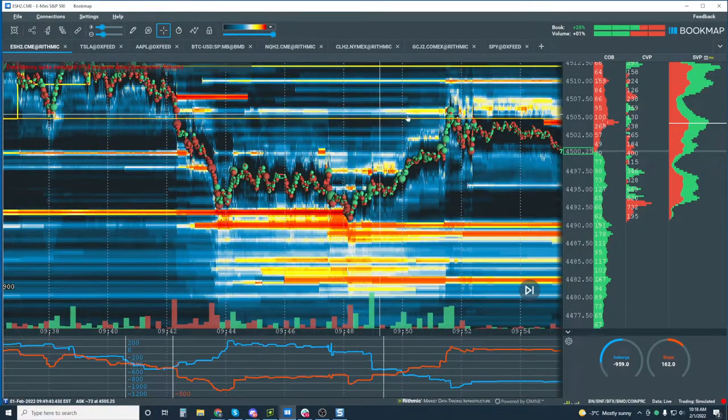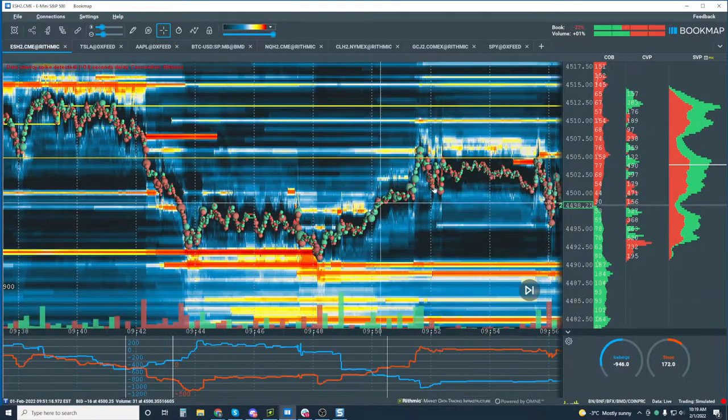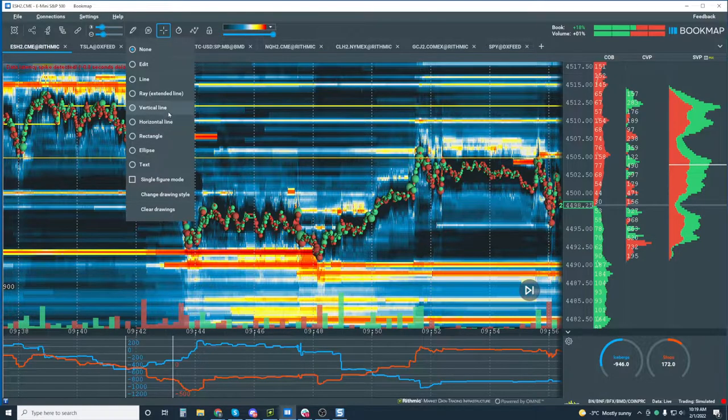Look where this pullback came in, back up to where we dropped from here. We're not making this stuff up. And there's pretty strong buying in here too. Buyers might try to take control above this area. This is where we draw another horizontal line in.